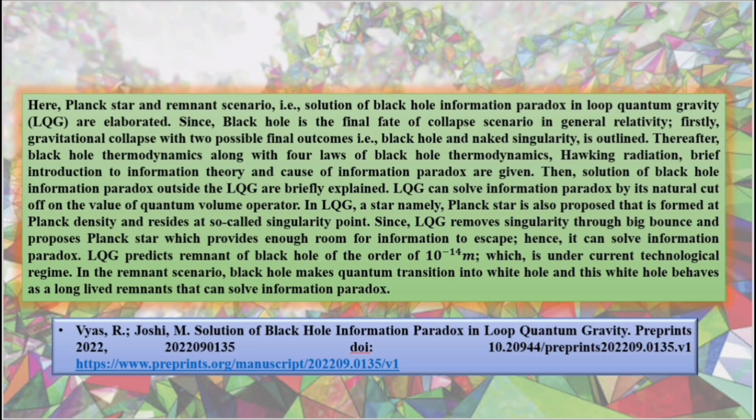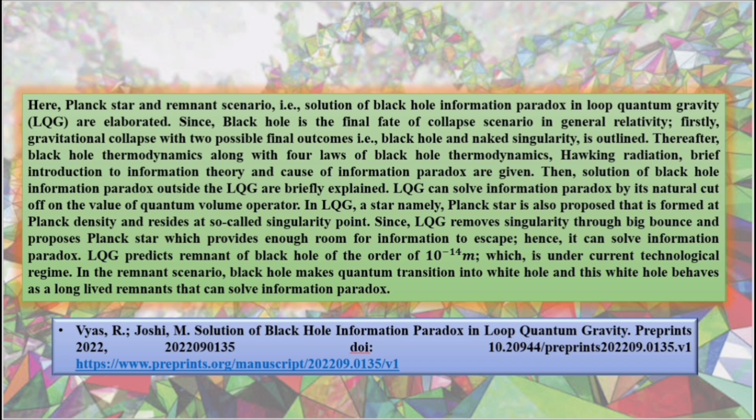LQG can solve information paradox by its natural cutoff on the value of quantum volume operator, that is 10 raised to minus 105 meter cube. In LQG, a star, namely Planck star, is also proposed, which is formed at Planck density and resides at so-called singularity point. Since LQG removes singularity through big bounce and proposes Planck star, which provides enough room for information to escape, so it can solve information paradox.